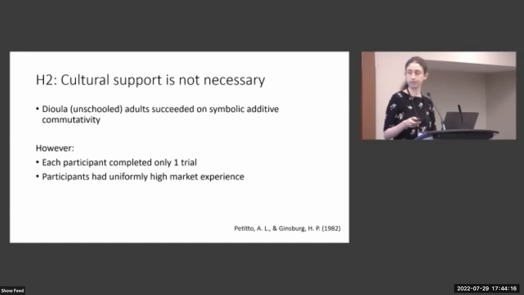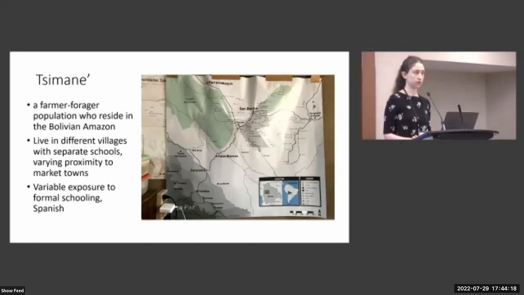So in order to address this, we recruited members of the Chimane, which is a farmer-forager population who reside in the Bolivian Amazon. They live spread across different villages alongside the river, each with their own separate schools, which can vary in the material they teach. The villages vary in their proximity to market towns, so there are varying levels of market integration for inhabitants of each different village.